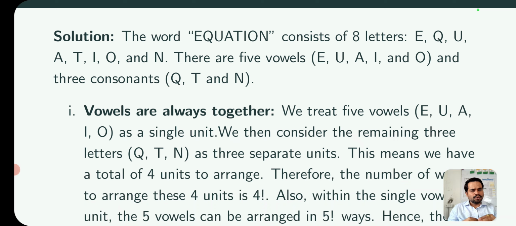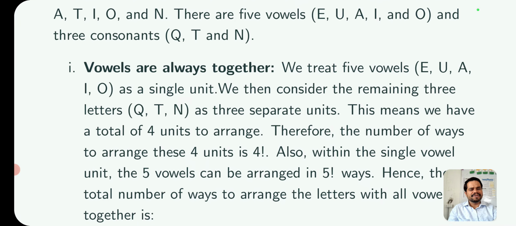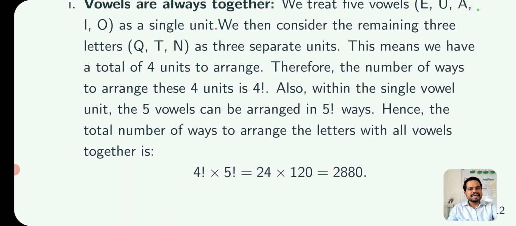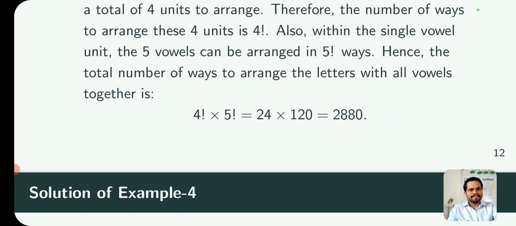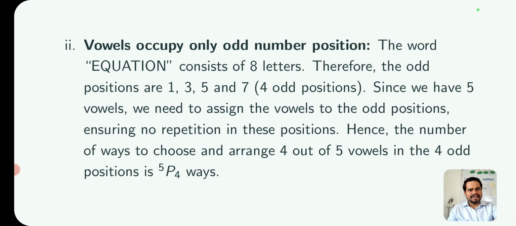Therefore the number of ways to arrange these 4 units is 4 factorial. Also, within the single vowel unit, the 5 vowels can be arranged in 5 factorial ways. Hence the total number of ways to arrange these letters with all vowels together, by the multiplication principle, is 4 factorial times 5 factorial, which is 24 times 120, equal to 2880.